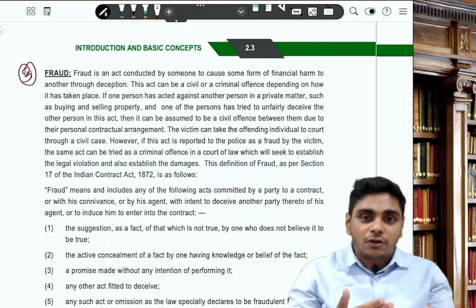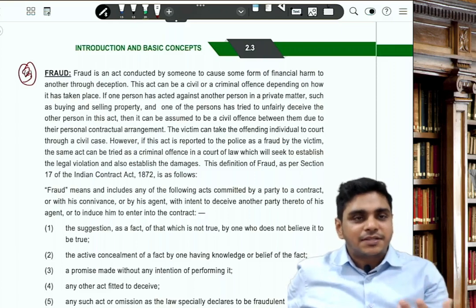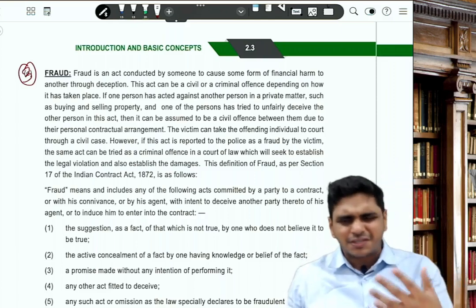Now it could be civil also, sir, it could be criminal also. So civil is basically where somebody has suffered a monetary loss. An individual has suffered a loss, it's civil.